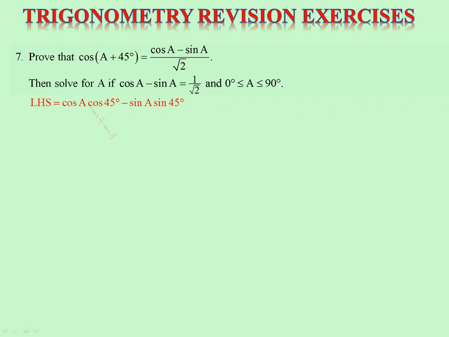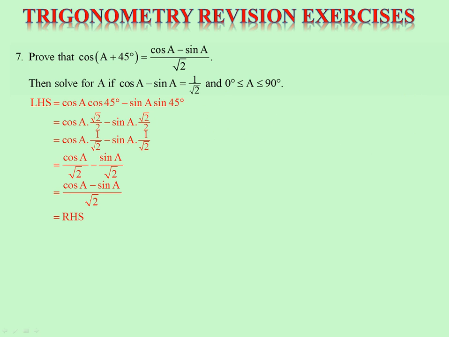Special angles, root 2 over 2. Now, this is over root 2 alone, so you need to remember that root 2 over 2 is the same as 1 over root 2. So therefore, I'm going to write cos A times 1 over root 2 minus sin A times 1 over root 2. Well, that means they're over there. Common denominator, right-hand side.